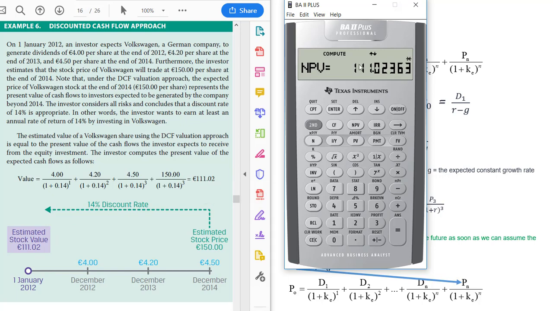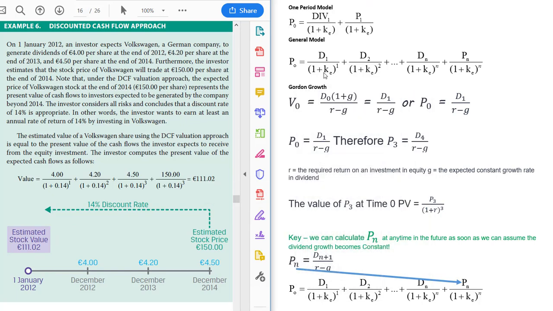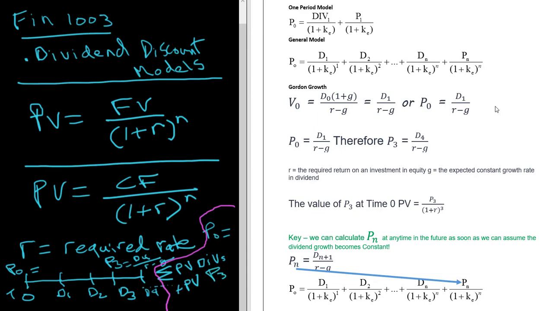Okay, so that's the general model. The example was Volkswagen from the CFA Institute Investment Foundations program, and we showed you the calculator keystrokes using the cash flow functionality. Okay, so the next dividend growth model that we looked at is the Gordon growth model. So remember, these are different models, all calculating what we think the value of the stock price to be today.